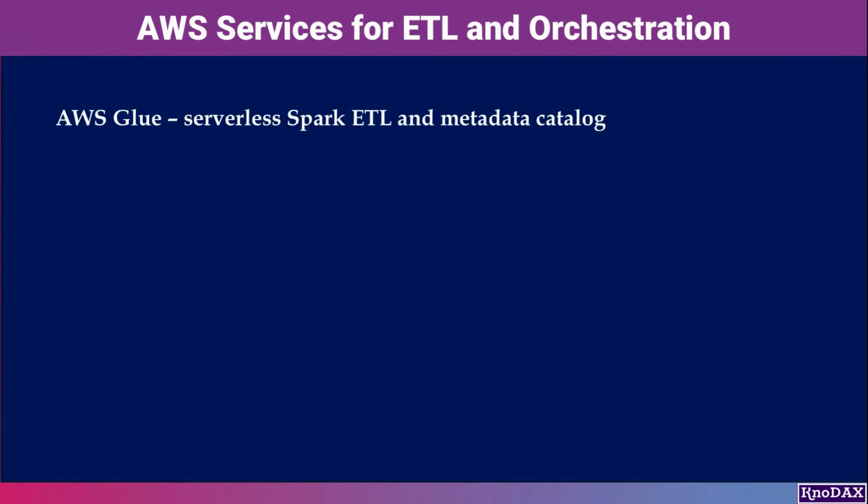Now that we've explored how ETL and ELT pipelines function conceptually, let's look at the AWS services that bring those workflows to life in the cloud. Starting with AWS Glue, this is AWS's serverless Spark-based ETL service. It not only lets you run distributed data transformations without managing clusters, but it also provides a managed metadata catalog, which becomes a central source of truth for schema discovery and table management across your data platform.